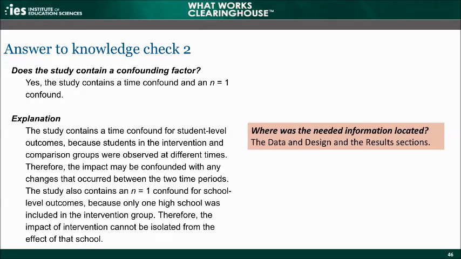At the school level, the study also contains an n=1 confound for the school level outcomes because only one high school was included in the intervention group. Therefore, the impact of the intervention cannot be isolated from the effect of that school. And so that concludes our knowledge checks with respect to the group and participant characteristics. Now we will move on to our next type of confound.